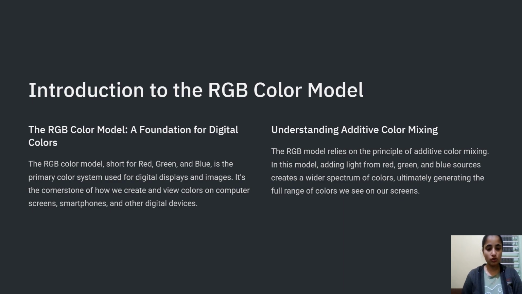It's the cornerstone of how we create and view colors on computer screens, smartphones and other digital devices. Understanding additive color mixing. The RGB model relies on the principle of additive color mixing. In this model, additive light from red, green and blue sources creates a wider spectrum of colors, ultimately generating the full range of colors we see on our screens.